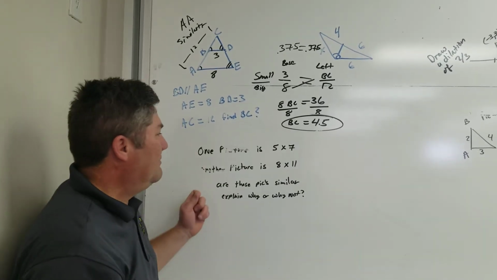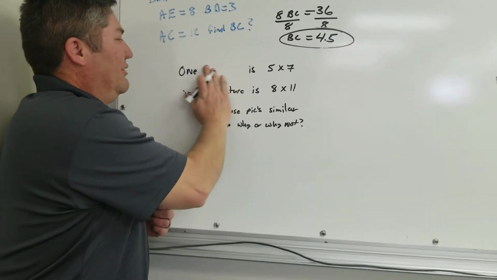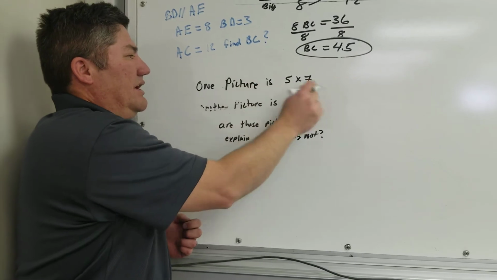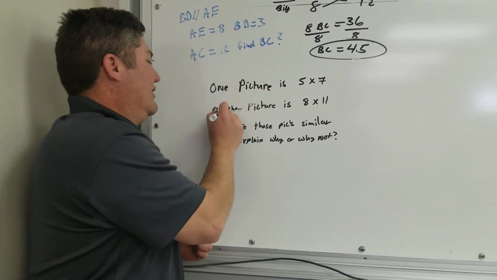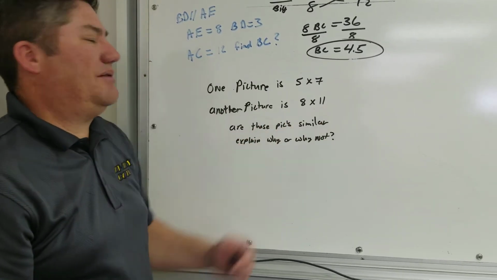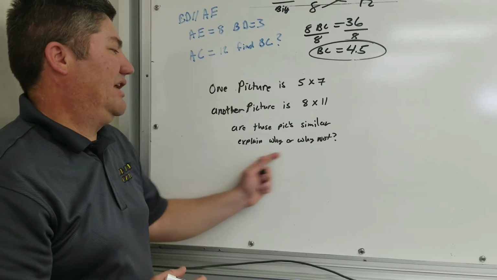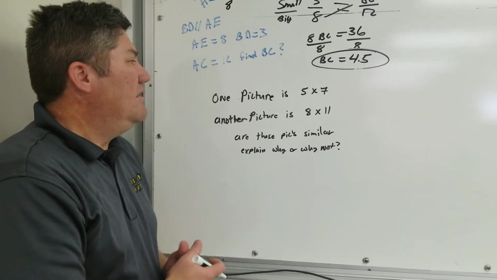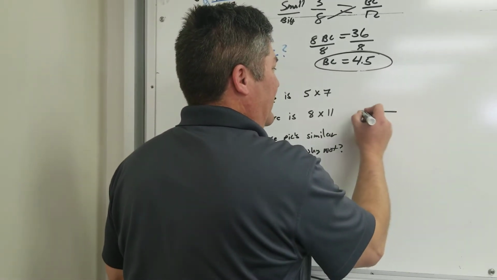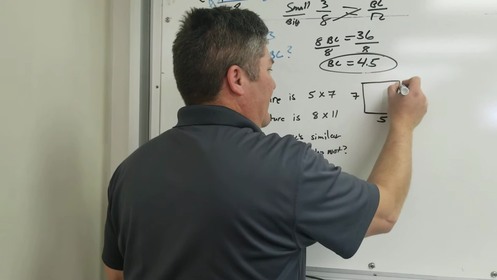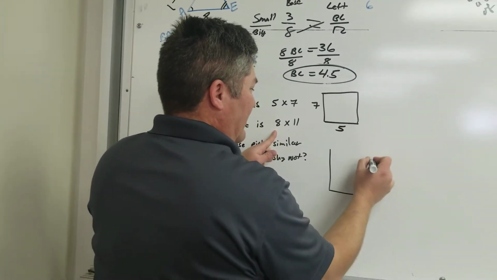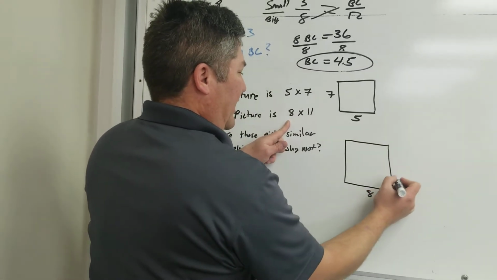Okay, let's go down here. Sorry I smeared this when I did it, so I'm going to rewrite this so you can see it. So it says one picture is a 5 by 7. Another picture is an 8 by 11. Are these pics similar? And explain why or why not. Okay, well, obviously a picture is rectangular, right? So 5 by 7, 5 here, 7 here. And we're saying, is that similar to a rectangle that is 8 by 11?